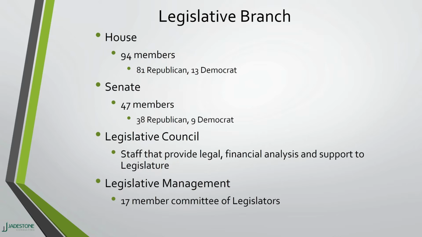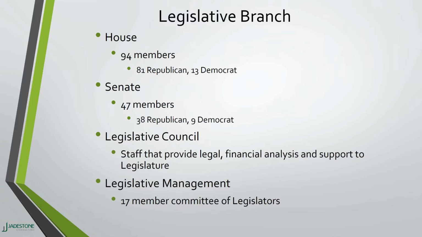So the legislative branch is made up of the House and the Senate, is what most people think of. In North Dakota right now, our House has 94 members, of which right now 81 are Republicans and 13 are Democrat. That's why you always hear about the supermajority. In the Senate, there's 47 members with 38 Republicans and 9 Democrats. Again, supermajority on both sides there.